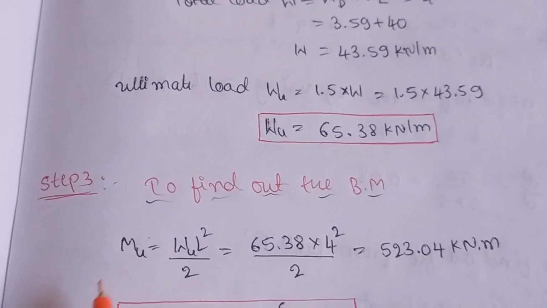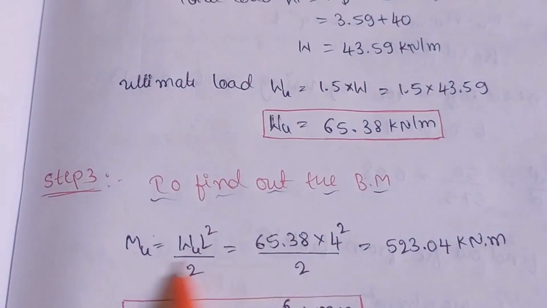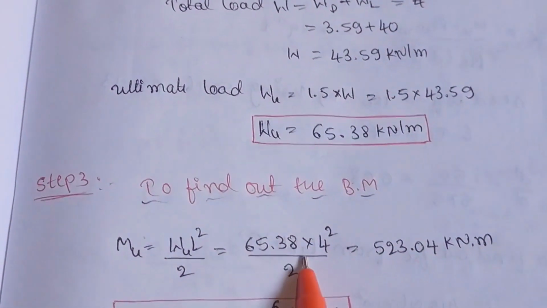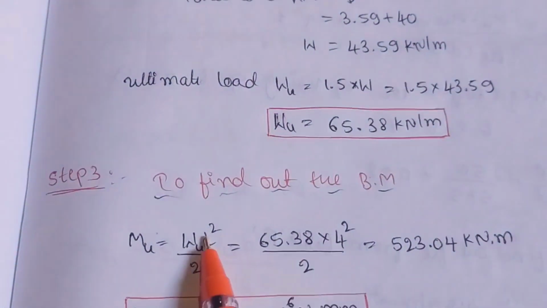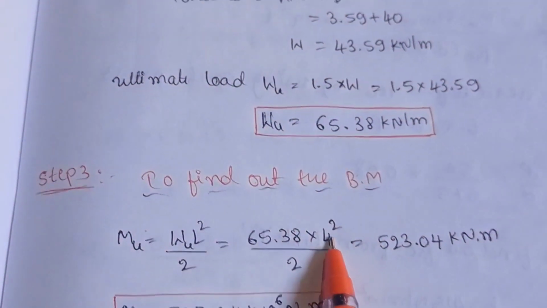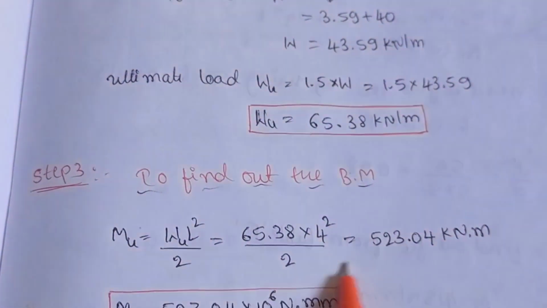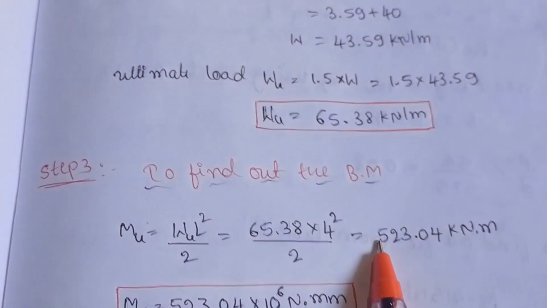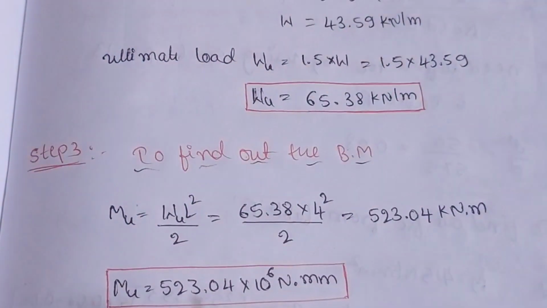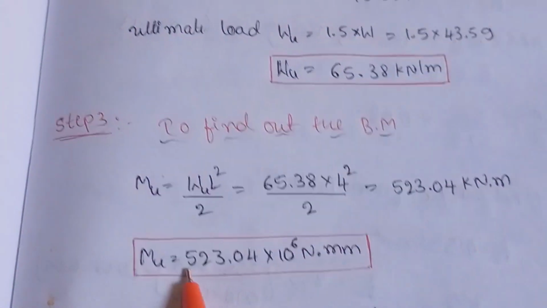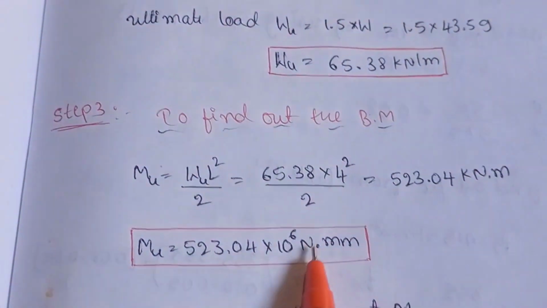For a cantilever beam, we have the formula for bending moment: Mu is equal to WL square divided by 2. So substitute all the values. Our W value which we have got is 65.38, into our effective span value, which is already given in the problem, that is 4 meter, divided by 2. After simplifying, we'll get our Mu as 523.04 kilonewton meter. In terms of Newton mm, that is 523.04 into 10 to the power of 6 Newton mm.